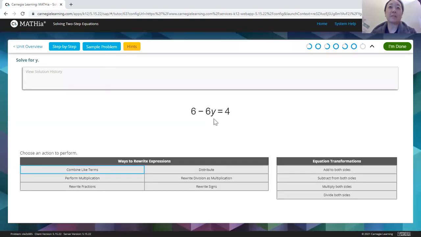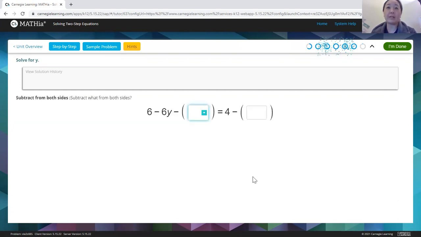Okay, here we go. So here we have an equation like this. The first thing I want to do is get rid of the 6. Do not look behind it; we're always looking in front. And this is a positive 6. So in order to get rid of that, we have to subtract it. I'm going to subtract from both sides. Do you see what I hit? And what am I going to put in there? I'm going to subtract 6.